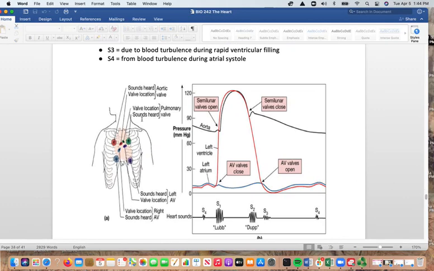So this picture is also going to coordinate where you're going to hear these different things. So where you hear it is not exactly over that spot on the heart. The areas of auscultation are where you hear the sounds best.